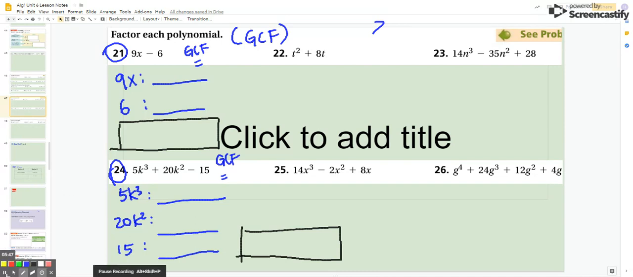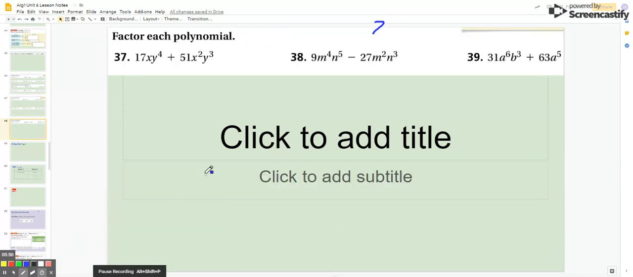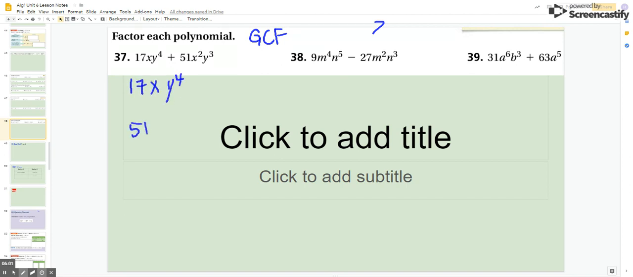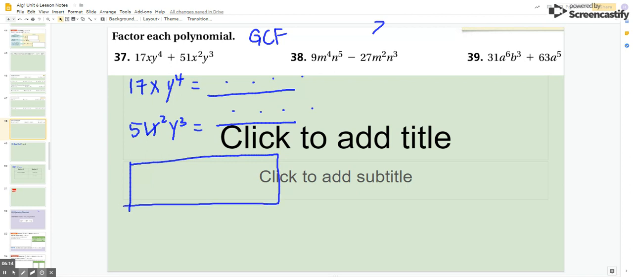Let's go. And if you want to challenge yourself, I need you to find the greatest common factor of these three terms. We have 17xy, 51x squared y third. So I need you to find the greatest common factor, like what factors they share, and I need you to factor this. So we have two factors: one is going to be the greatest common factor, and then the leftovers, okay? Leftovers. All right.